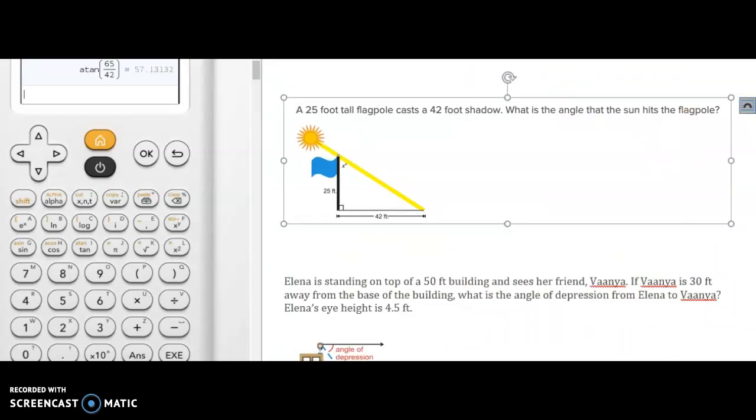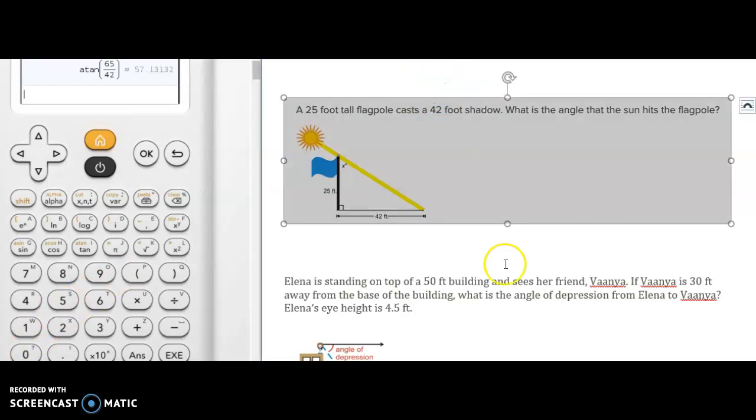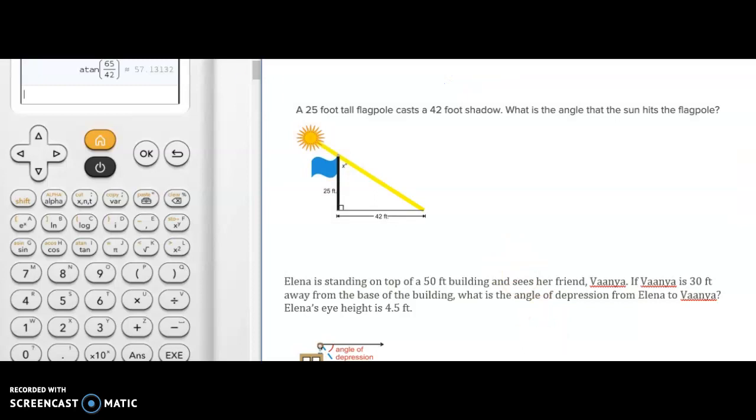Okay, let's talk about some word problems. Don't worry, they are easy to handle. Okay, let's take this one, number 1. And let's change color this time. Okay, number 1. A 25-foot tall flagpole casts a 42-foot shadow. So this is the shadow that is given to you, 42 feet, and this is the height. What is the angle that the sun hits the flagpole? So I want to know what is the angle.